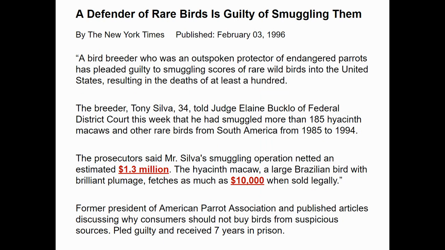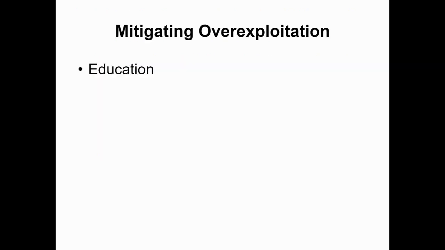Apparently, this guy who used to be a protector of birds pleaded guilty to smuggling tons of these same birds that he was claiming to protect, and many of them died during that process. So, you got to be careful of those bird people.